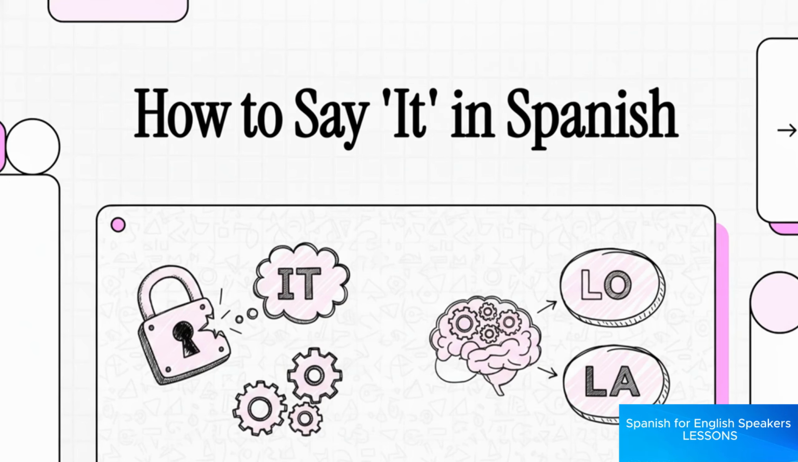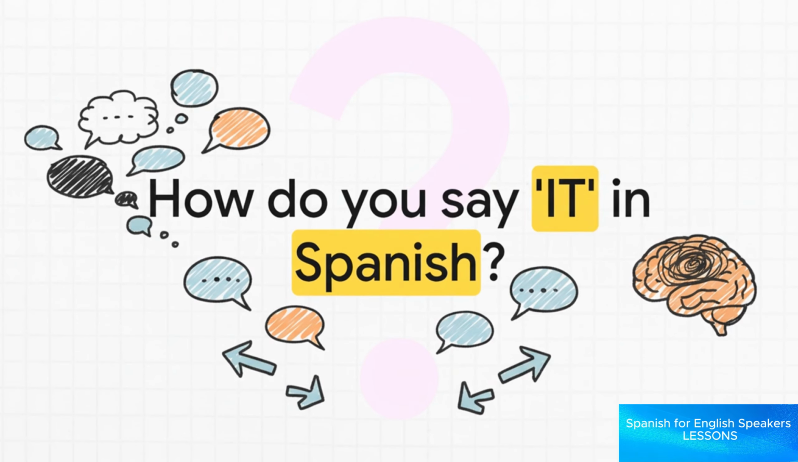Hey everyone, and welcome. Today we are tackling something that trips up pretty much every Spanish learner at some point. It's that tiny little two-letter word, "it." It seems so simple, right? But oh boy, can it cause some serious confusion. So yeah, let's just get right to it. How do you say "it" in Spanish?